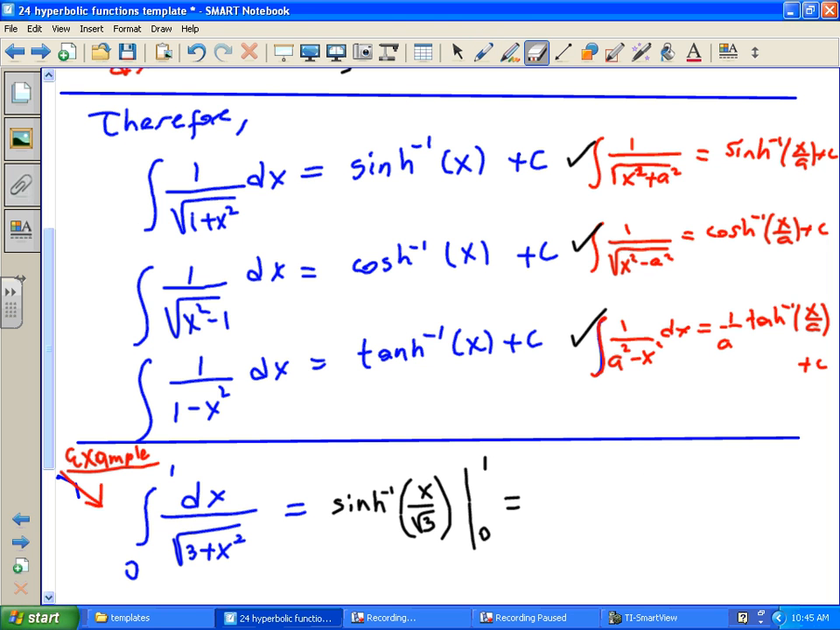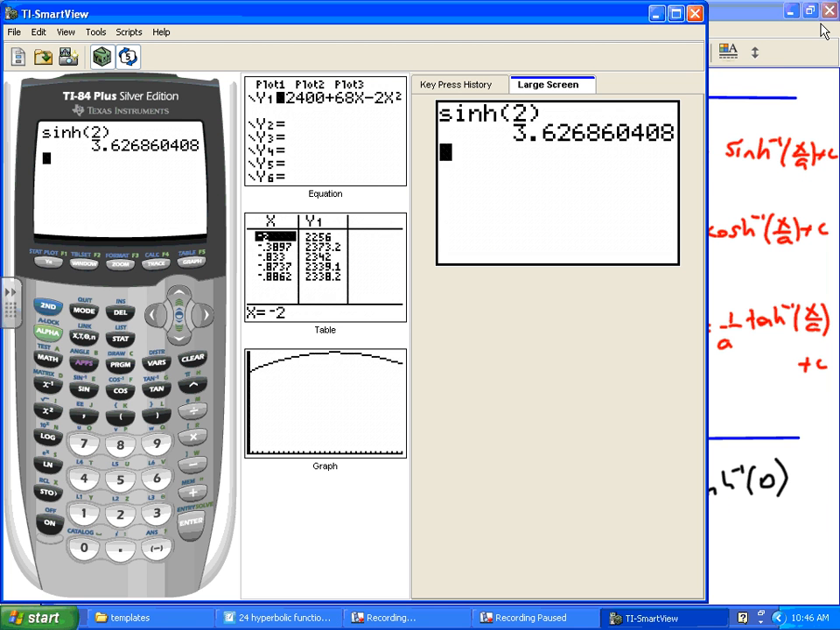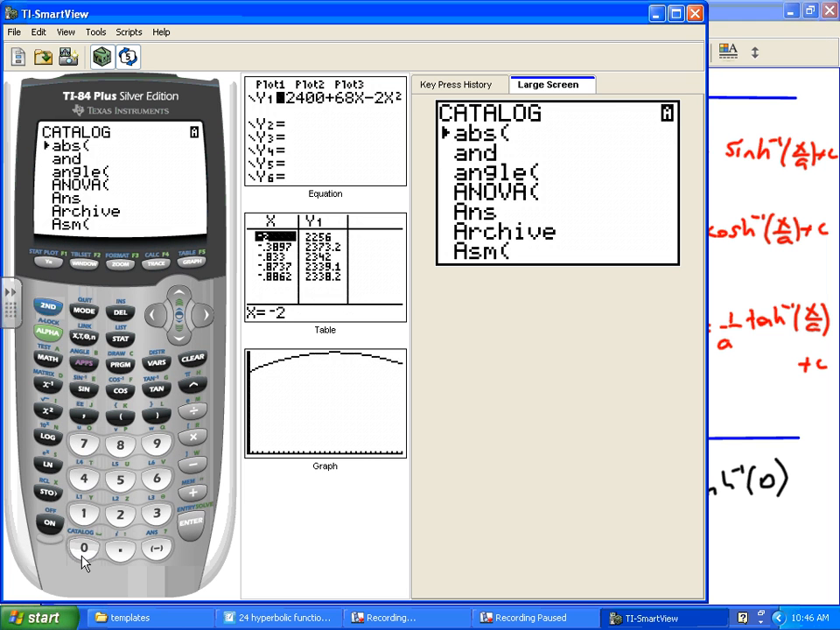So we need to know what this function is at 1 over radical 3 minus this function at 0. And this is where the calculator command will be helpful. I had the sine hyperbolic on the screen. I need the inverse one. So I'm going to go back to that: second 0 opens the catalog. Then just press the ln key that accesses the S letter commands.